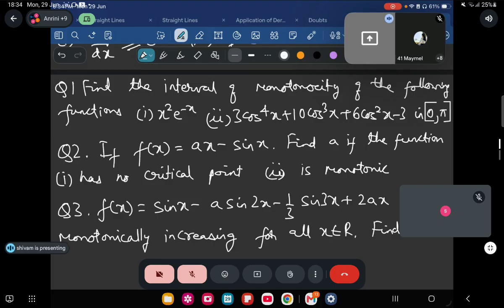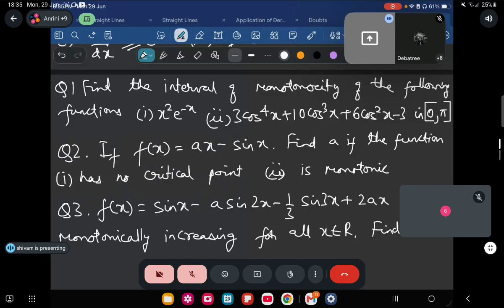Again, for Ritam also, you have to include the critical points somewhere, right? Either in increasing or decreasing, you have to include it. Right answer. If you are including it in the increasing part, you have to exclude it in the decreasing part, critical points. Don't include in two places. So in decreasing, just write it open, in increasing, just write closed. Okay, sir.